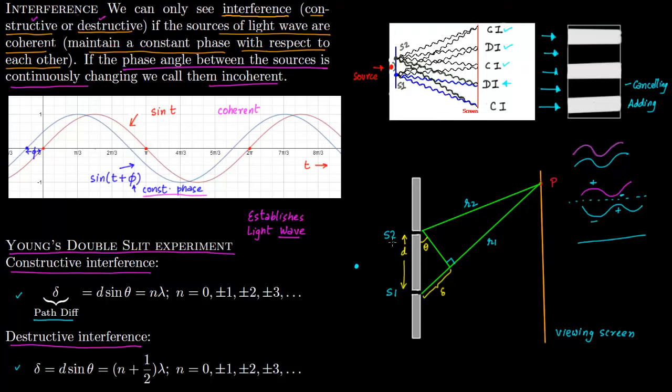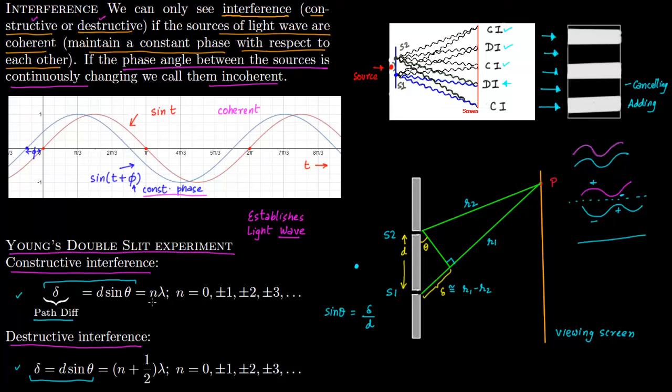So path difference delta is nothing but one path minus the other path. So this is the difference. So you can say it is approximately equal to r1 minus r2, not exactly but approximately. So let us put an approximate sign here. So this delta will anyway be d sine theta in this case here and also in this case here. So this is always d sine theta.